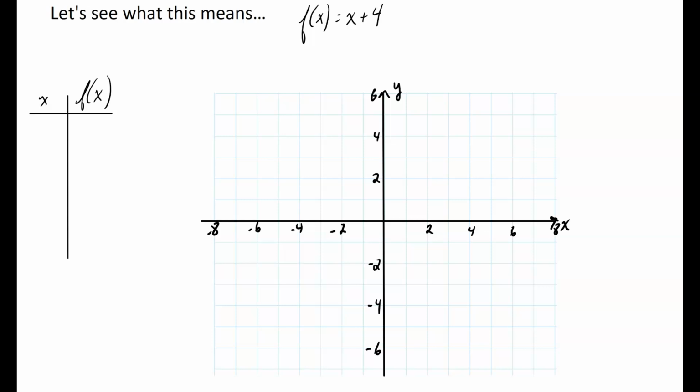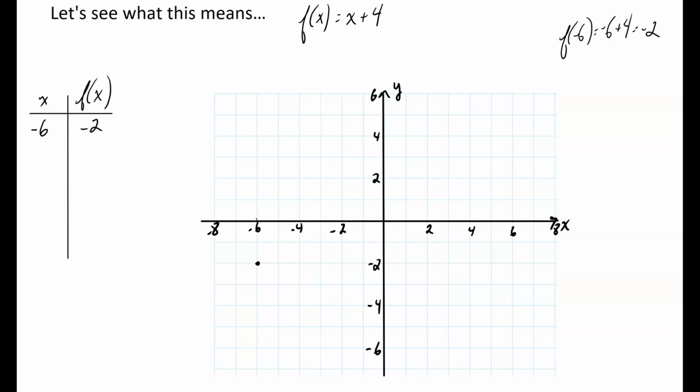So let's randomly choose some. For example, let's see what happens when we sub in an x of negative 6. F of negative 6 equals negative 6 plus 4, which is negative 2. In fact, let's plot that on our axis here. So we've got negative 6 for the x, negative 2 for the y. Plot that point right there.